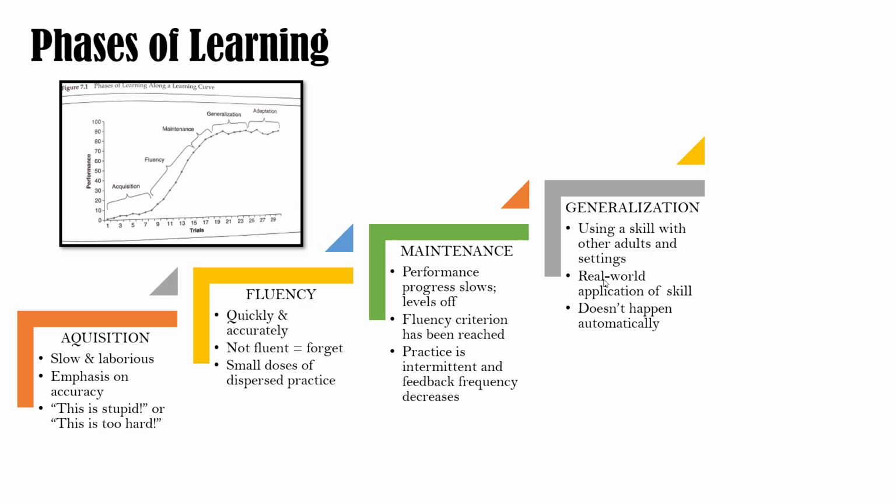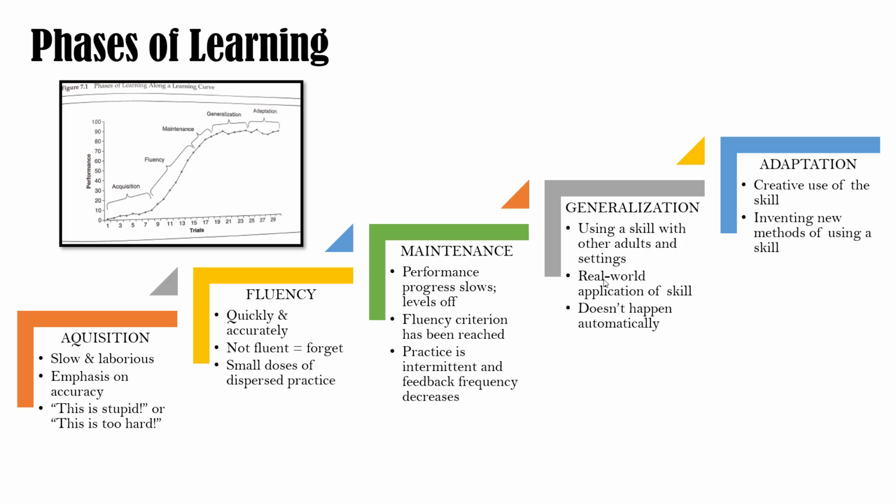And that's why I go back to the math concept, but a lot of math worksheets, they don't just say 2 + 2. You have 2 fish, 2 pictures of fish plus 2 pictures of fish, and that equals 4. So those are ways that we plan for generalization and real-world application. The last step is the adaptation phase. And this is when they can actually use a skill and be creative with it, and they can adapt it to different situations. They can invent new methods of using the skill.